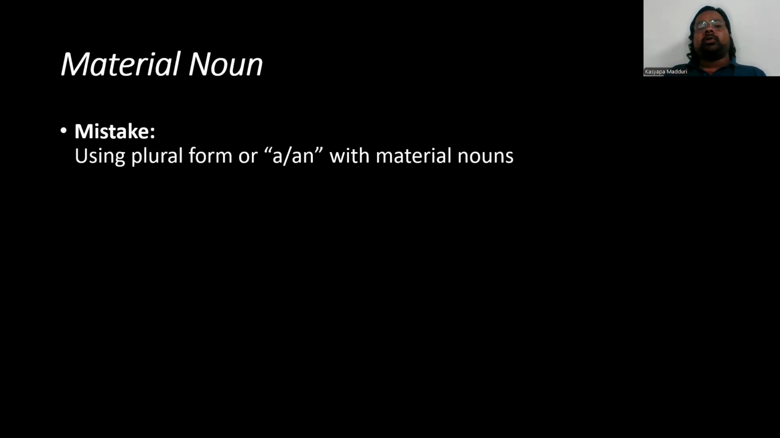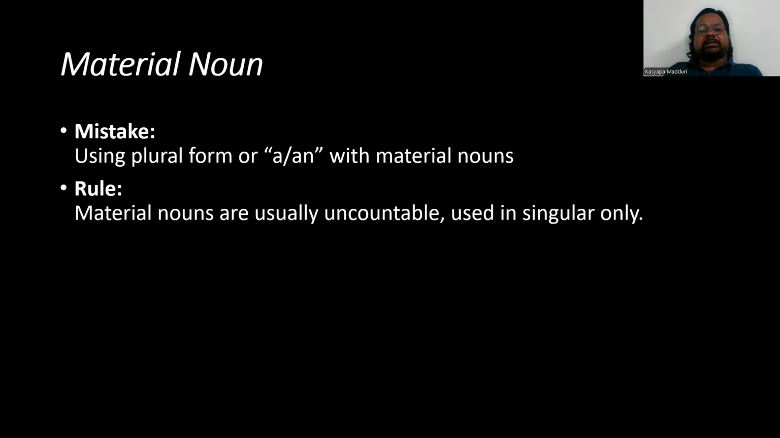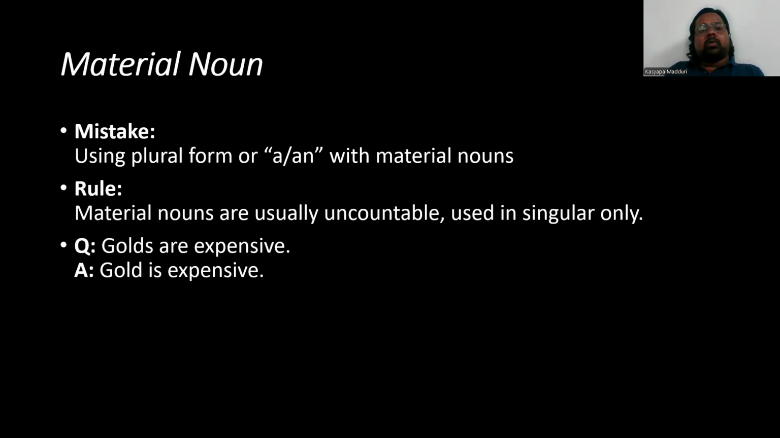Got it? Material noun. Using plural form or a or an with material nouns. That is a common mistake. Rule: material nouns are usually uncountable and used in singular only. Okay, now let us see. "Golds are expensive" is a wrong sentence. "Gold is expensive" is the right sentence, because material cannot be countable. It can only be uncountable because it is a material, right?